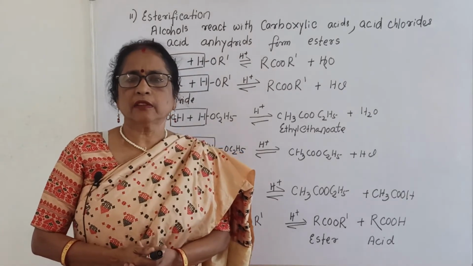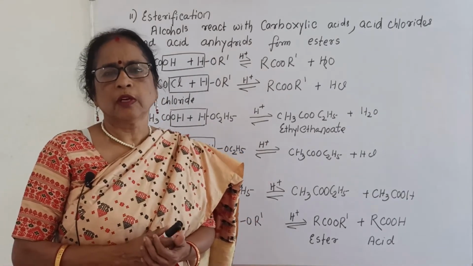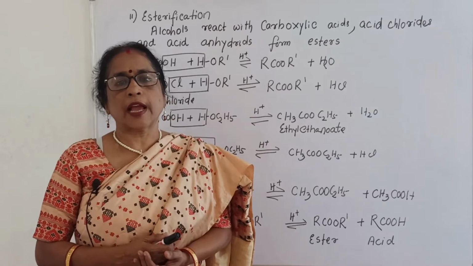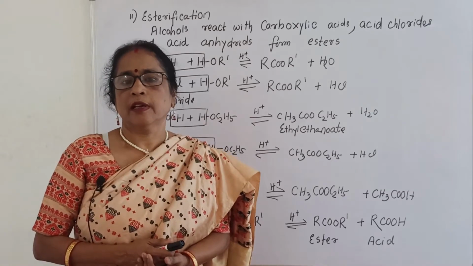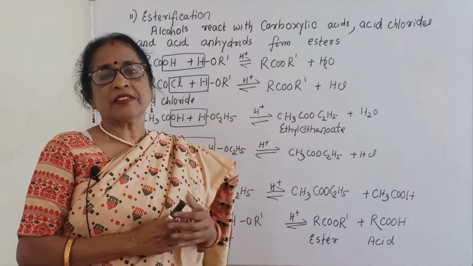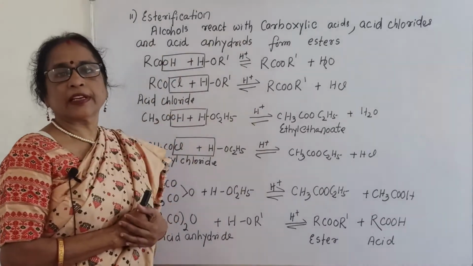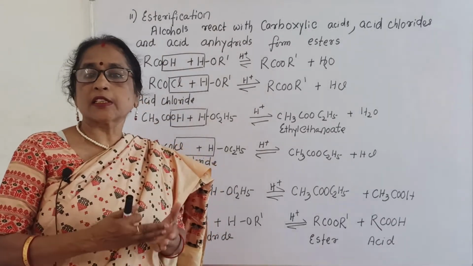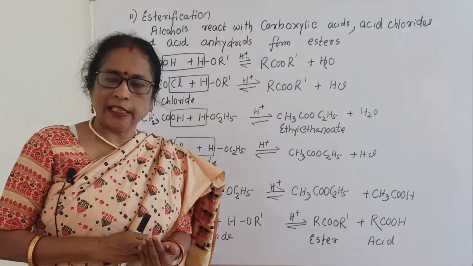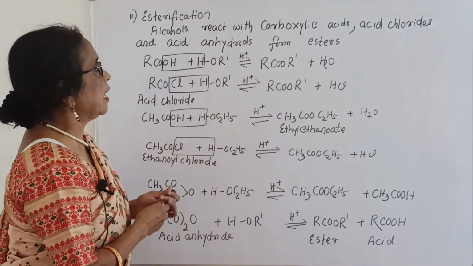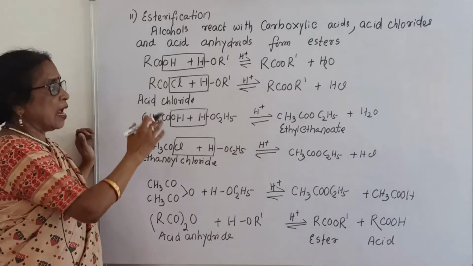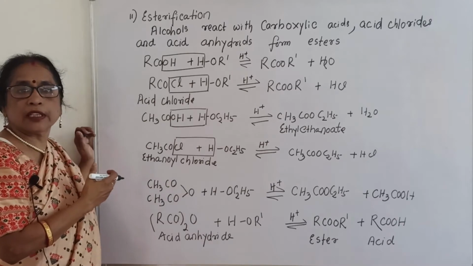In the first reaction of alcohols, I told you about acidity of alcohol, how alcohols react with metals and form hydrogen gas, and sodium alkoxide is the main product. Now the second reaction is esterification. Esterification means an ester is formed by the combination of alcohol with an acid, acid chloride or acid anhydride, and the result is called an ester.